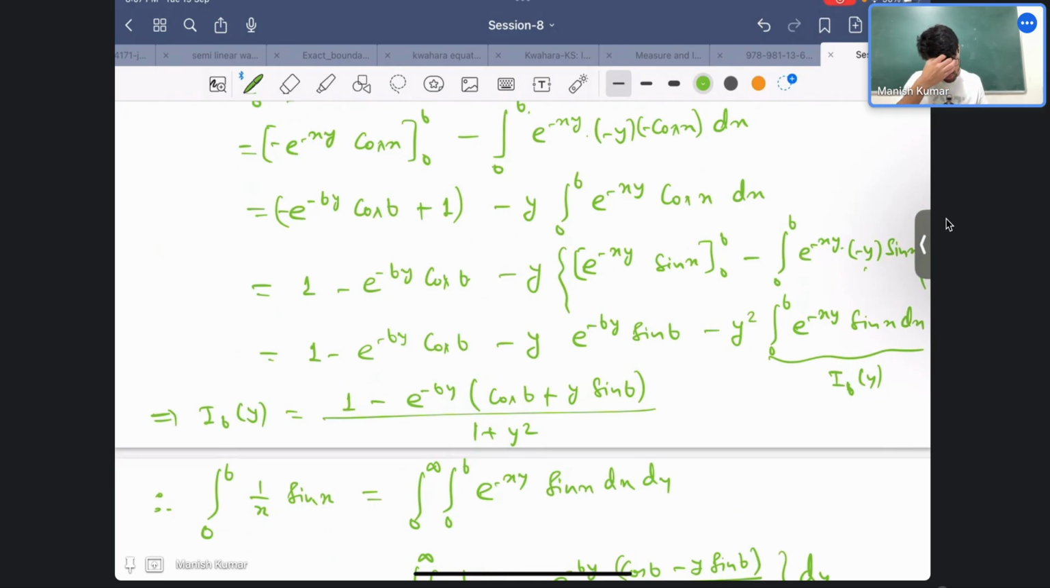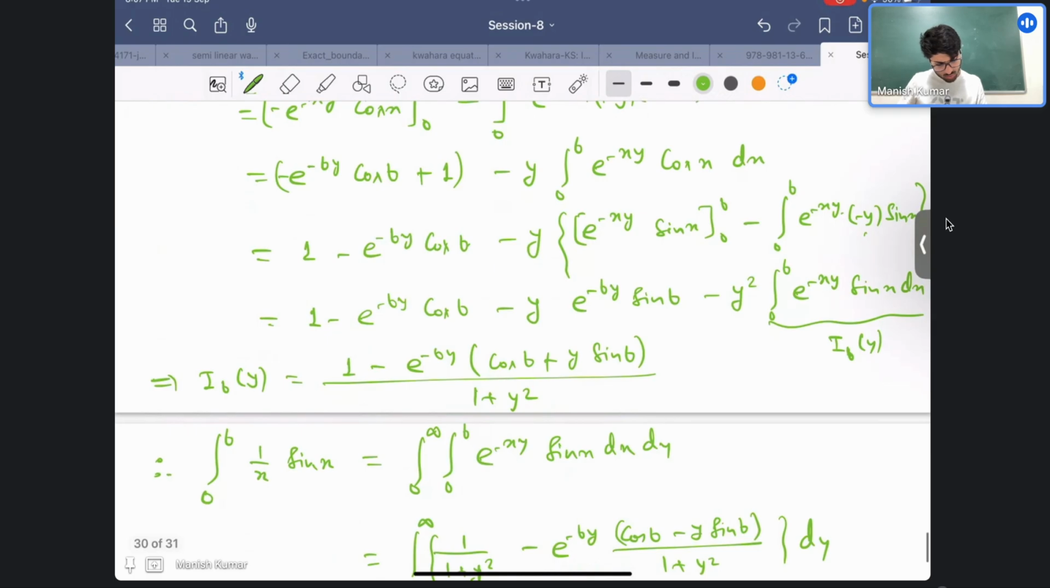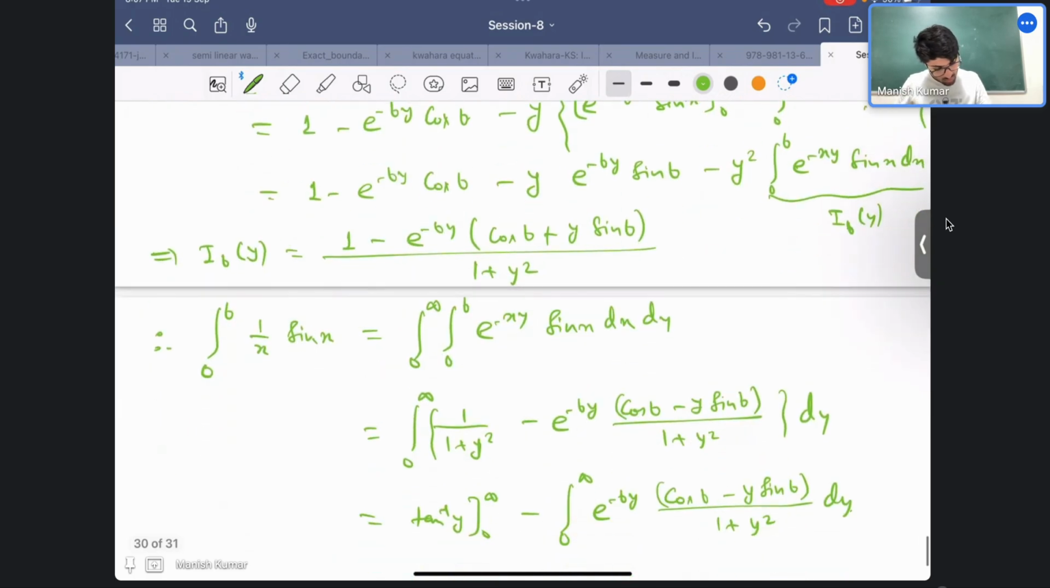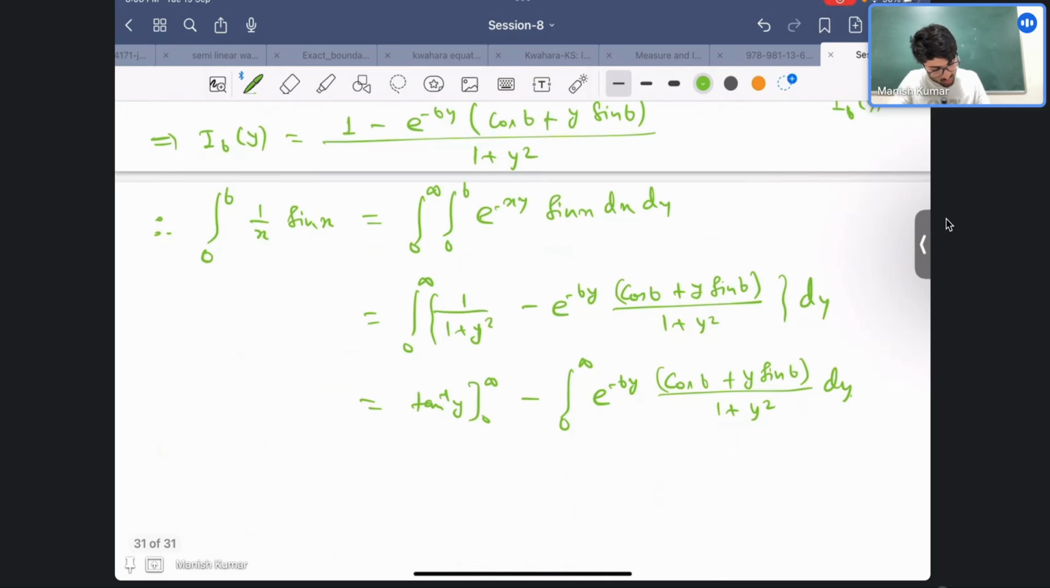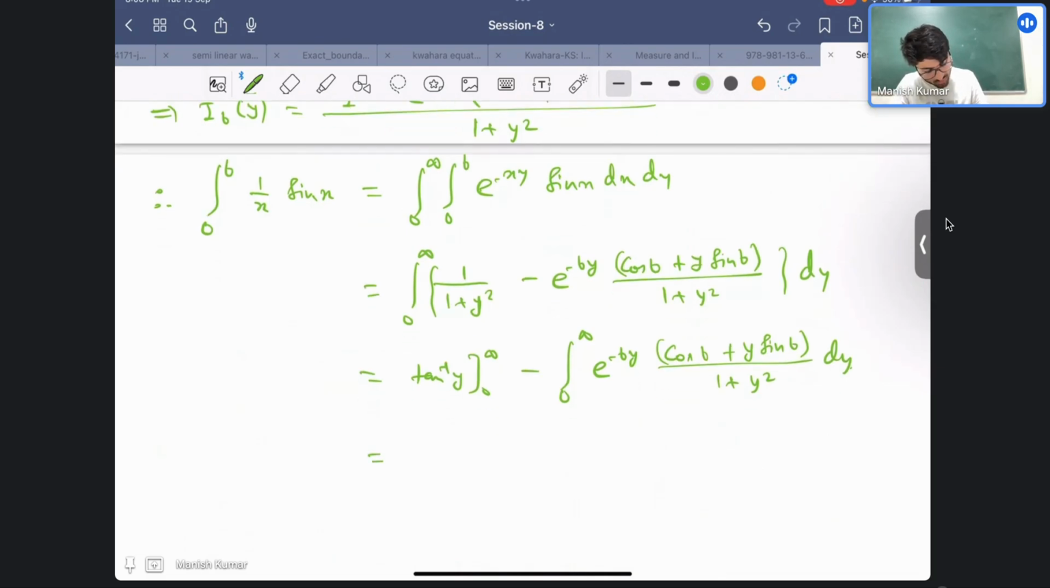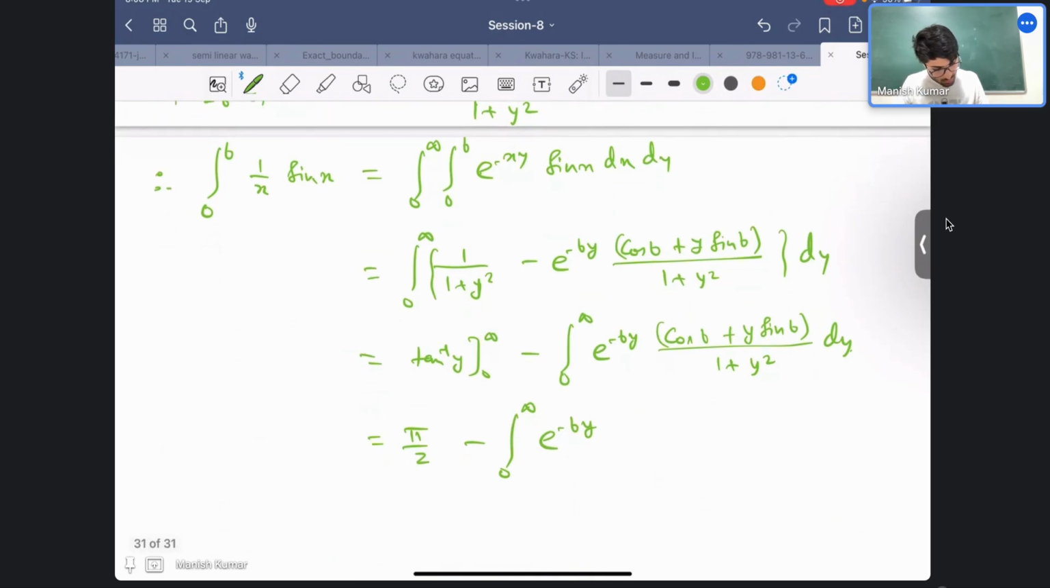I hope there is no other error. So here it will be plus, here it will be plus. And then what else will be there? Okay, so you have this thing. Now you know tan inverse y, if I put infinity I'll get pi by 2, and tan inverse 0 will be 0, so it's gone. So you have minus integral 0 to infinity e to the minus by, cos b plus y sin b over 1 plus y square dy, right?